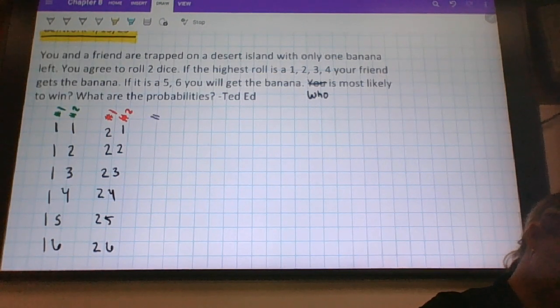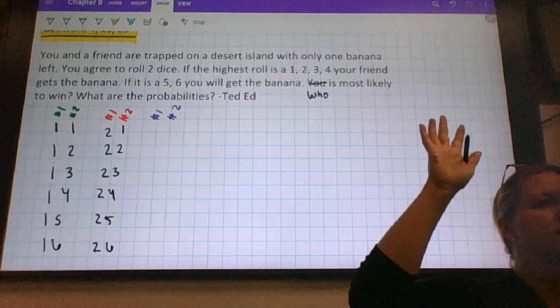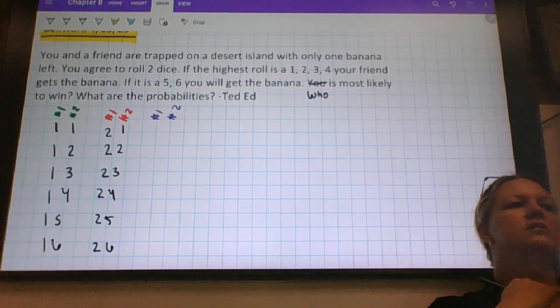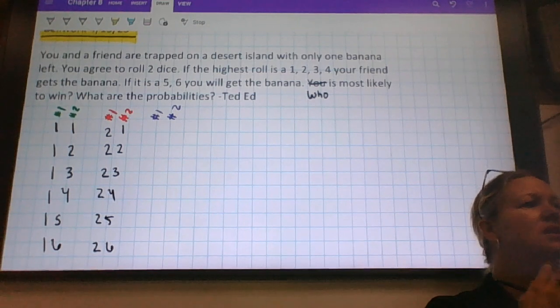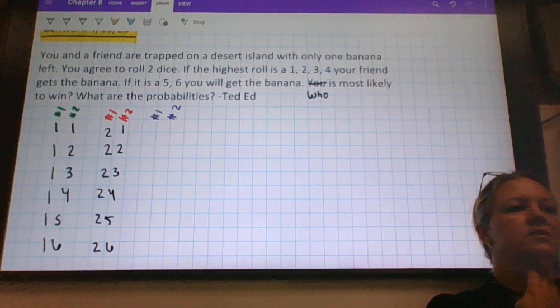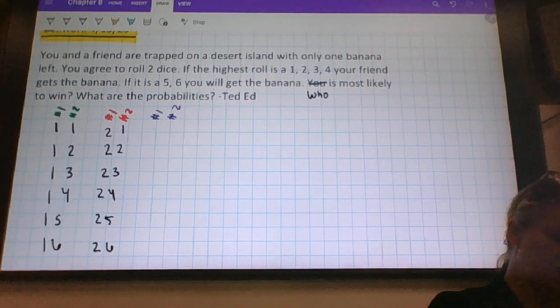Who has the list from yesterday? Raise your hand if you can find our dice roll from yesterday. Anybody? You guys just read it off the board? I did the whole thing right here. Okay, I'm going to let you guys finish this.